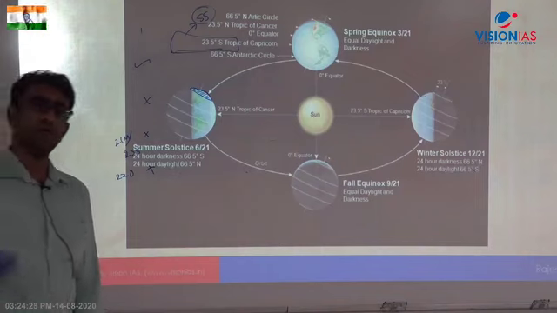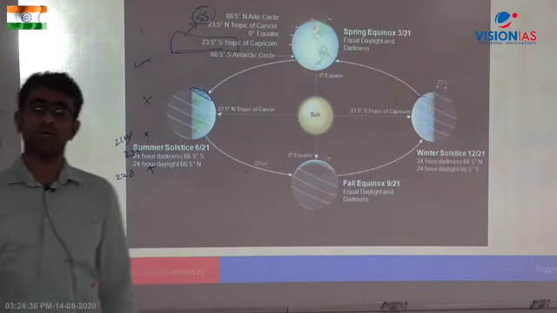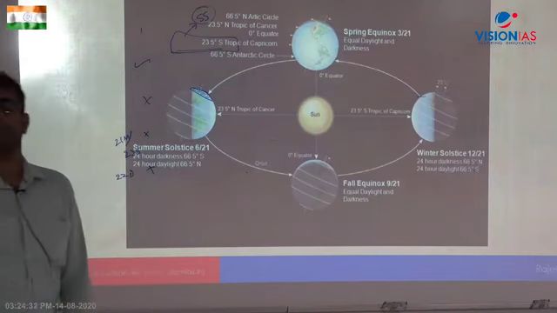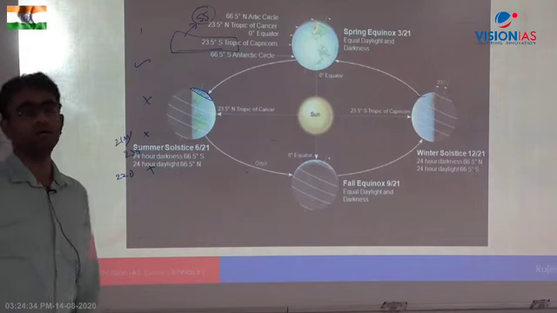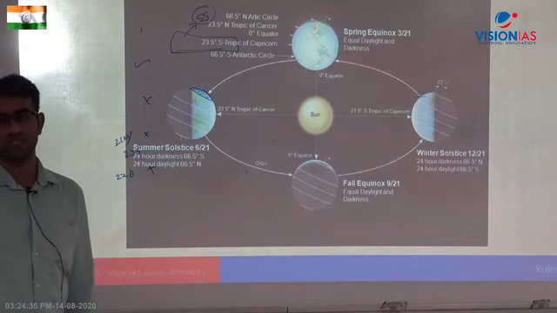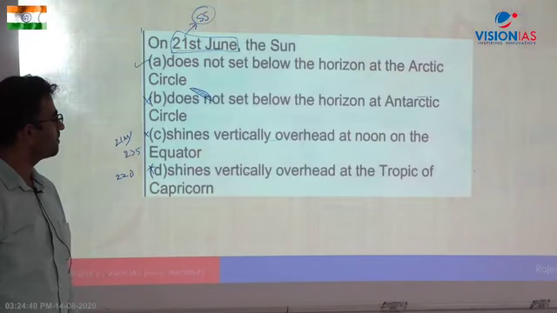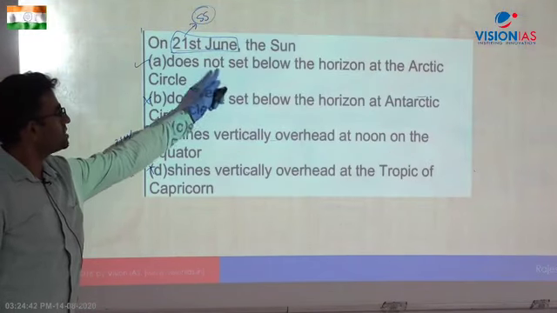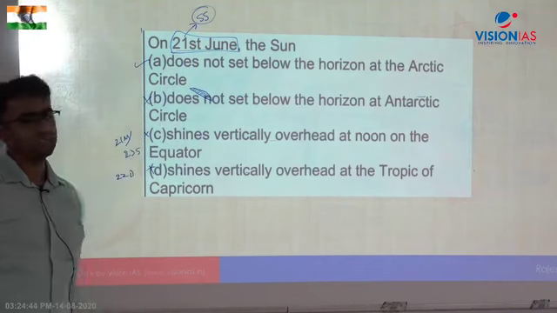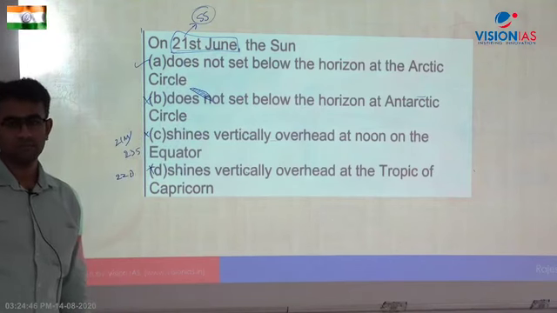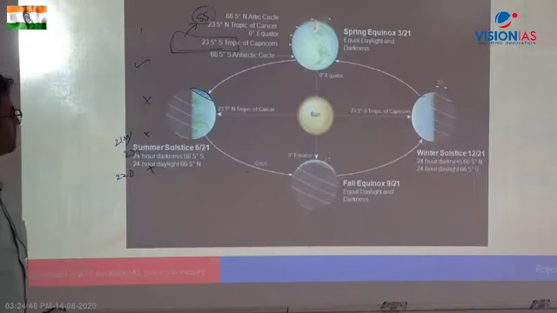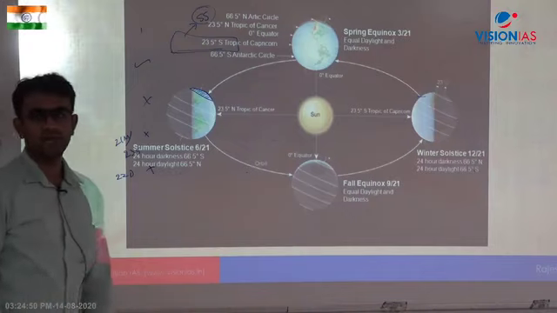That means the sun never goes down, the sun never sets. That means it never goes down below the horizon. That is what is sunset. Only if it sets below the horizon can we say sunset has happened. The sun does not set below the horizon at the Arctic Circle. Right?